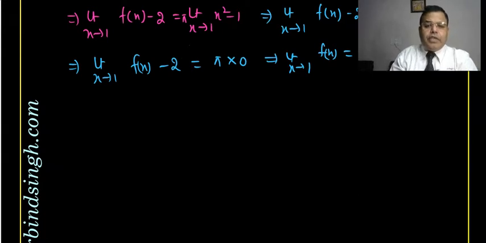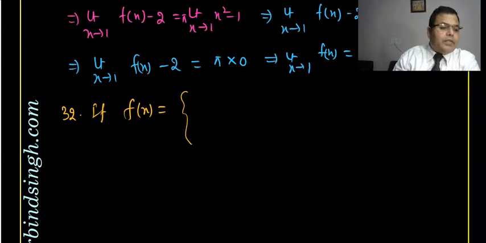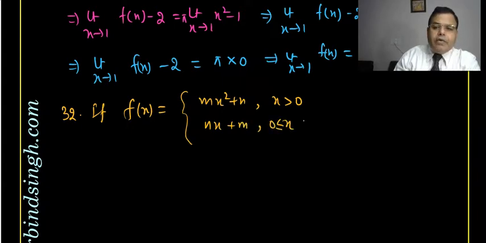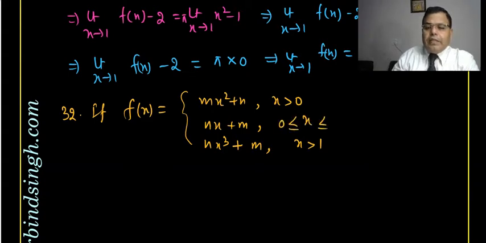Now the next question is question number 32. If f(x) is equal to mx square plus n for x less than 0, nx plus m for x greater than or equal to 0 but less than or equal to 1, and nx cube plus m for x greater than 1. In that case, let me write clearly, it is x greater than or equal to 0 and less than or equal to 1. For what integers m and n both exist?